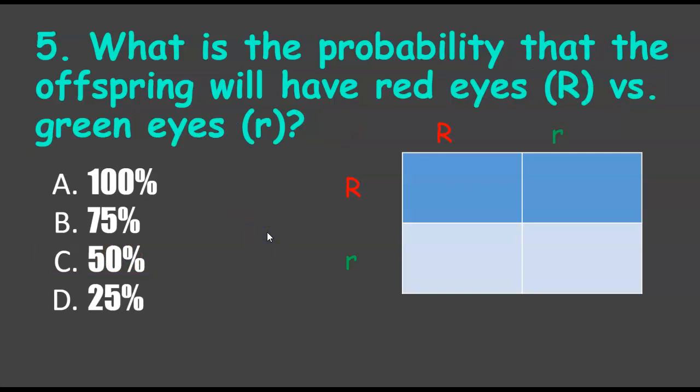All right, last but not least, what is the probability that the offspring will have red eyes, capital R, versus green eyes, lowercase r? Again, you're going to follow the capital R's down, lowercase r's down, capital R's across, lowercase r's across. So there's R, R, capital R, capital R, capital R. I've got 3 that are going to have capital R's, which are the dominants, which are the red eyes, which means 3 times 25 gives me 75%.